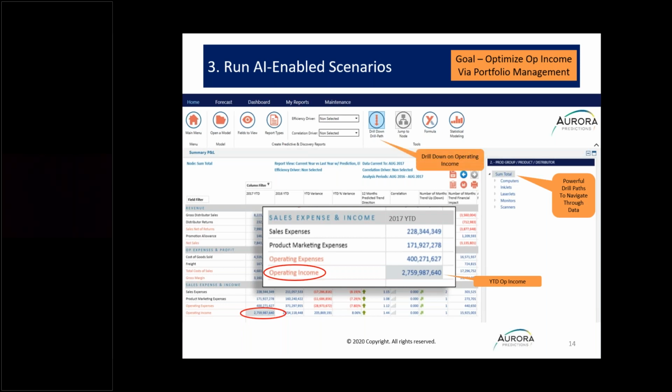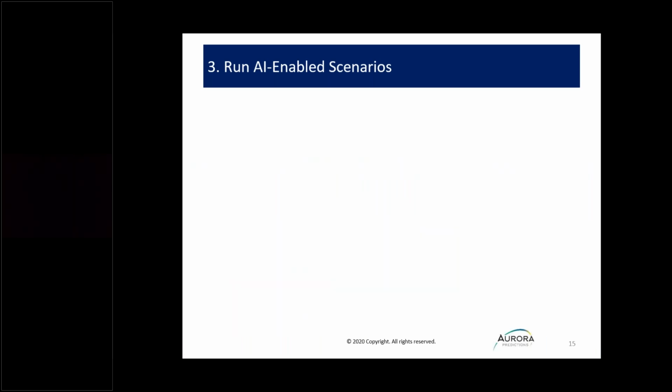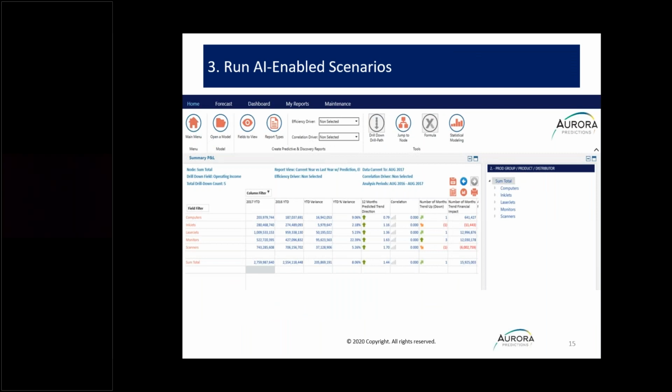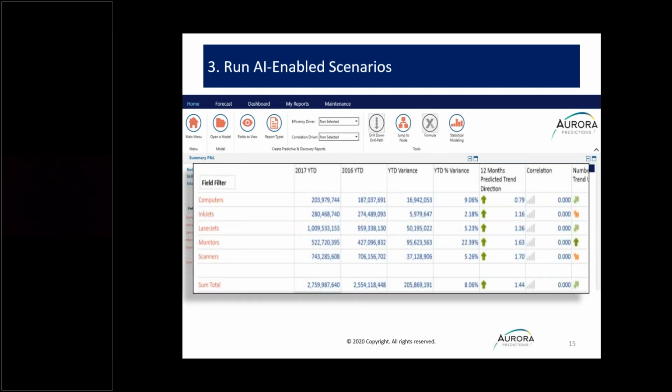down on operating income so we can see which product groups are the highest contributors to operating income. And for that, we're just going to click our drill down icon. And we're going to come up with the new report that's a drill down. And let's blow this up. And we're going to see here that of our product groups of computers, inkjets, laser jets, monitors, and scanners, laser jets are by far the largest contributor to operating income, nearly 40%. So that's good to know.